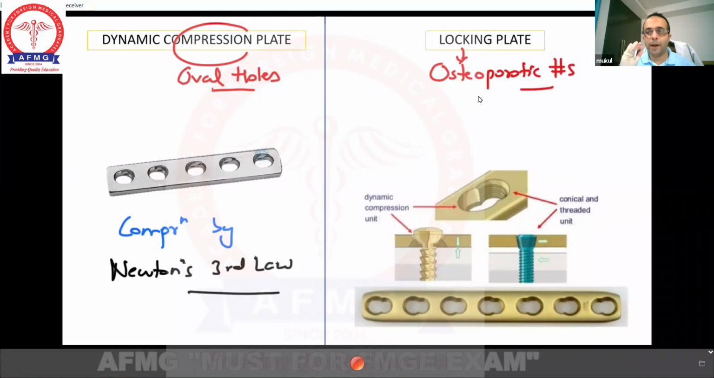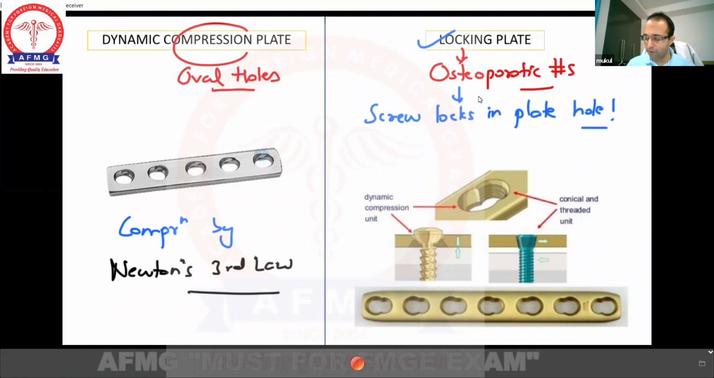And what is the idea of a locking plate? I hope you can see the screw hole. I hope you can see threads in the holes. So basically the screw head has threads. The head locks into the plate only. So you don't need purchase in the bone because the screw has locked in the plate only. So the plate holds the screw. So that is what you find in osteoporotic fractures, locking plates. Screw locks in plate hold.